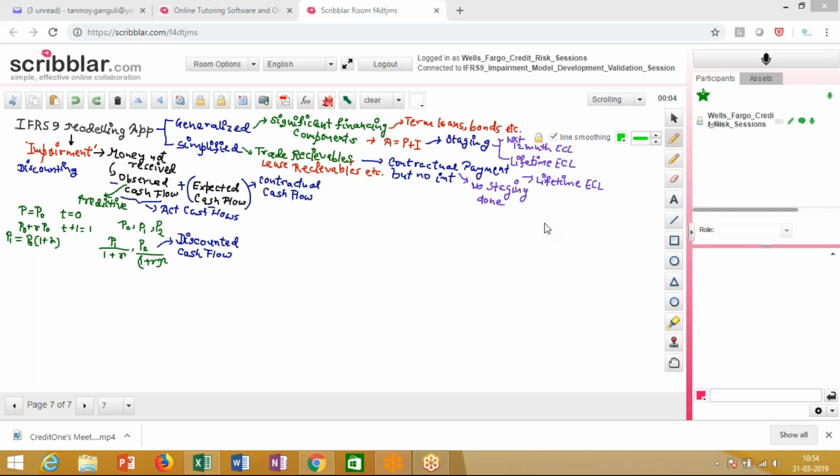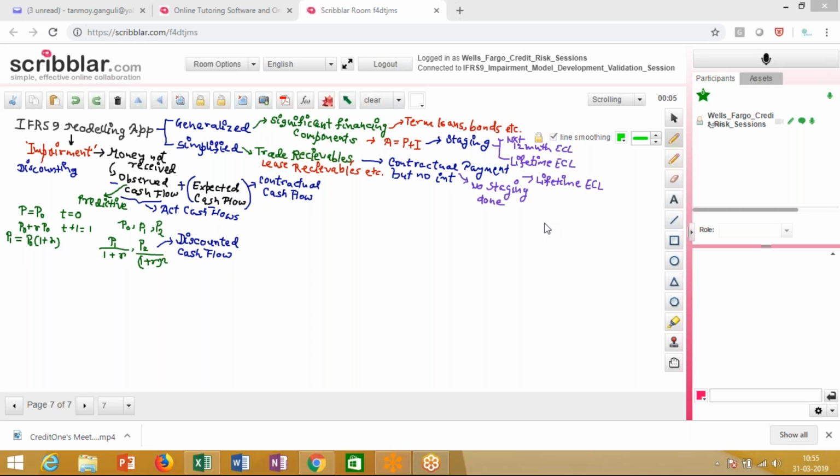Now, when we talk about this impairment, the question that comes out is how do we identify and estimate this impairment? What are the different approaches of calculating it? And we know that there are two different approaches for computing the impairment. One is the generalized approach, and the other is the simplified approach.